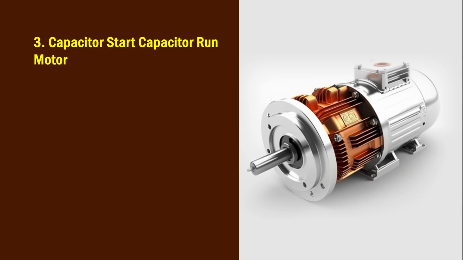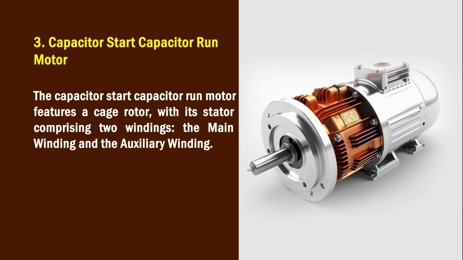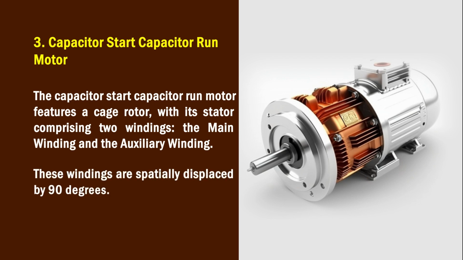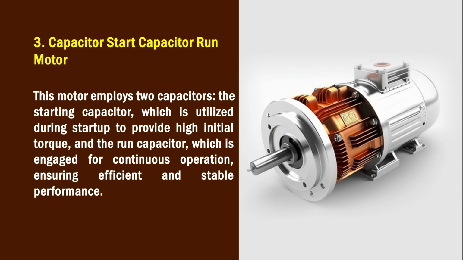Now next is the capacitor start capacitor run motor. The capacitor start capacitor run motor features a cage rotor with its stator comprising two windings, that is the main winding and the auxiliary winding. These windings are spatially displaced by 90 electrical degrees. This motor employs two capacitors, the starting capacitor, which is utilized during startup to provide high initial torque, and the running capacitor, which is engaged for continuous operation, ensuring efficient and stable performance.